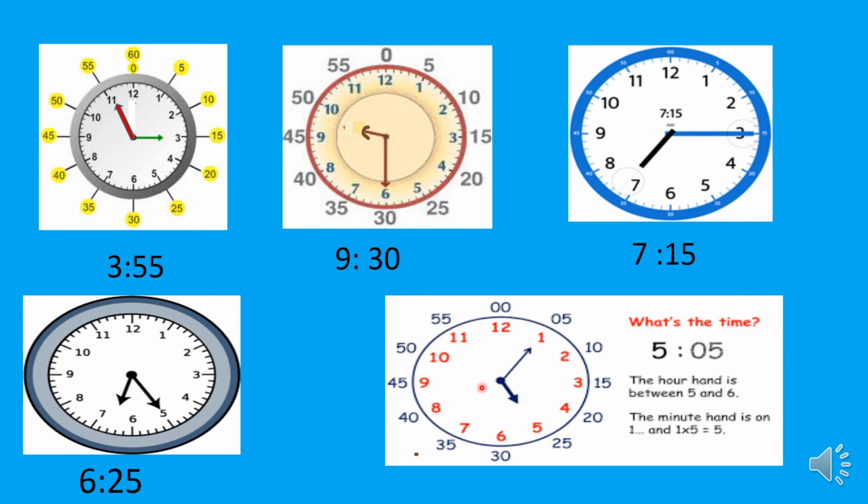So here, what's the time they're asking? First we have to see the short hand. The short hand is showing 5. The minute hand is showing 1. So how many minutes, children? 5 minutes only. Yes or no? So you write 5:05. Okay, this is the time.